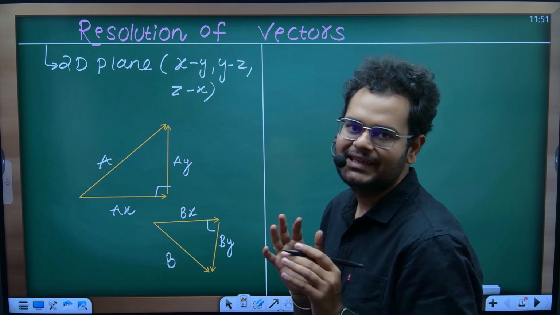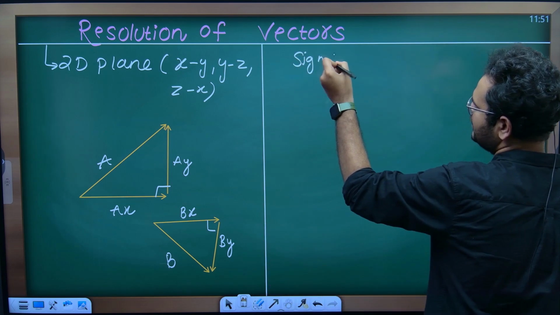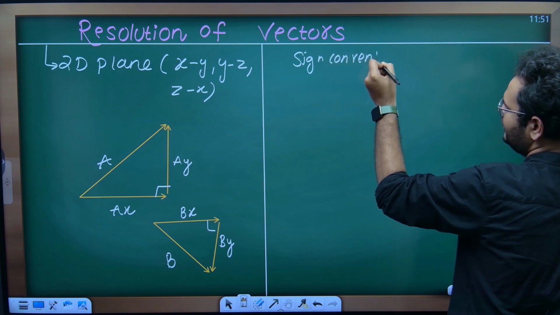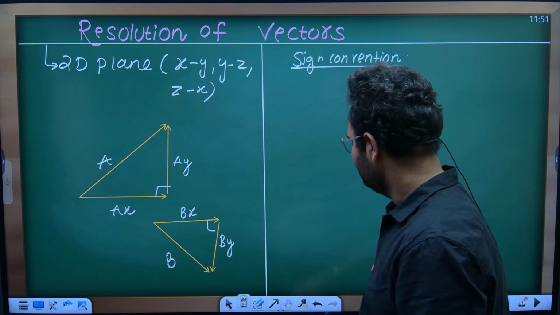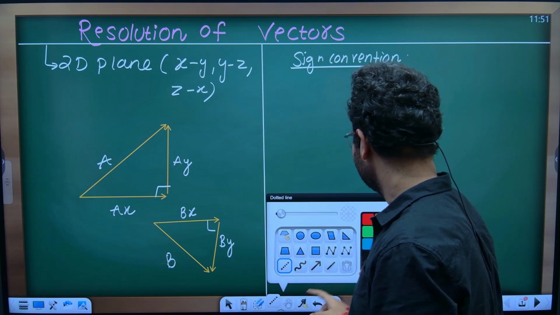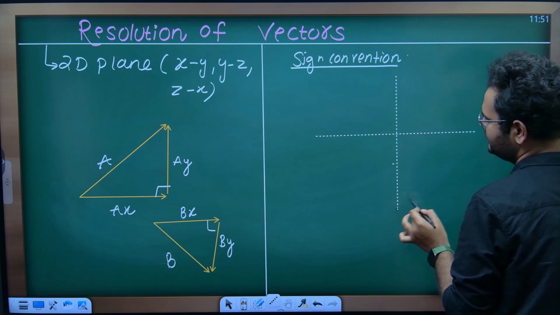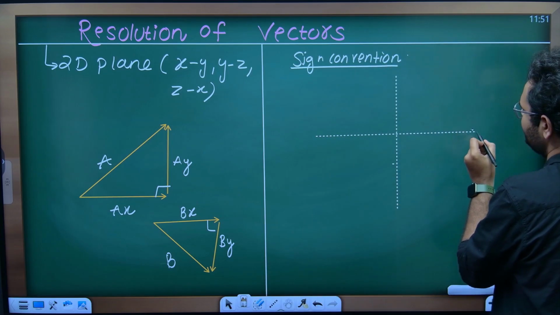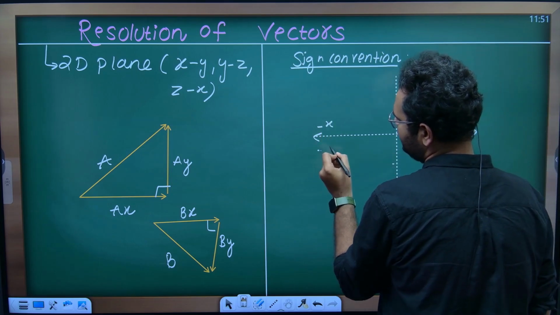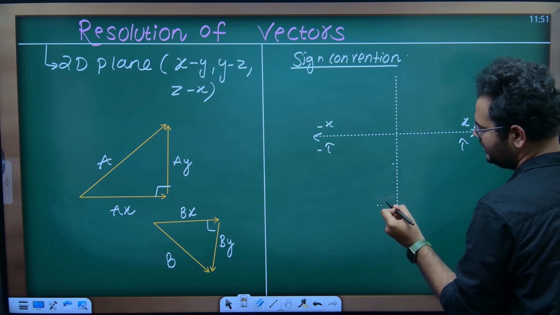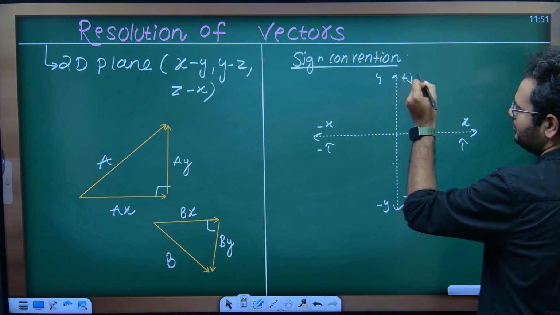Let us discuss sign convention. Sign convention is basically what we are going to write. Every time I will not write x and y. We have to have some standard procedure, right? So for that, we will take x and y axis. So this is my x axis and this is my y axis. You know basically that plus x is represented by i cap. If it is minus x, then I will write minus i cap. It is a unit vector, right? Minus y, minus j cap, and plus y, it is plus j cap.